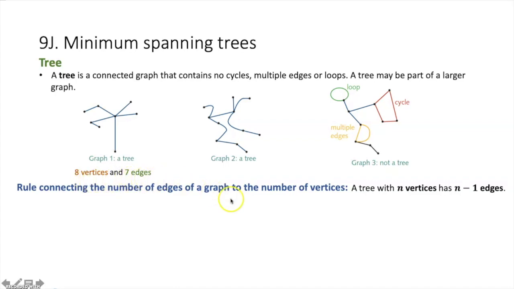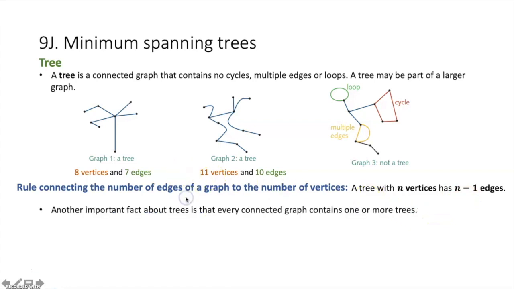Okay, so the same idea will apply in the second graph as well. Number of vertices, we have 1, 2, 3, 4, 5, 6, 7, 8, 9, 10, 11. The number of edges will be the vertices minus 1. So we have 11 vertices and 10 edges. The formula between the vertices and the edges applies to any tree.